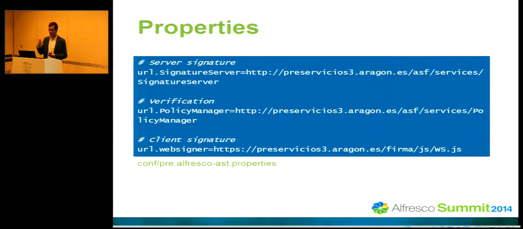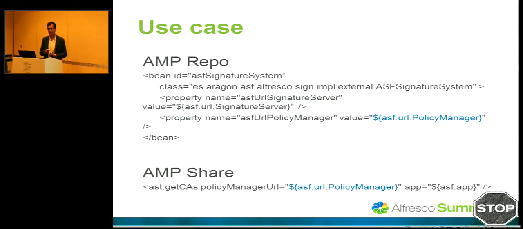In our way, we define the properties. This is a sample for the pre-environment using the server properties, the client properties, and the share verification property. This is an URL of the pre-system. And in our artifacts in the repo, we are using that parameter. In the share, we're using the same parameter, so we have our URL in one place.